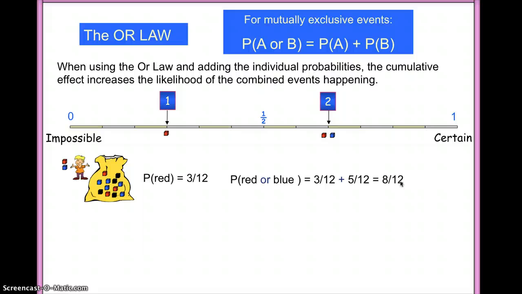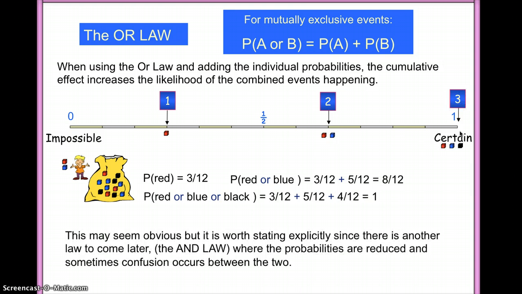So in the OR law, when you're saying OR, the probabilities become higher and go almost to 1. If I add one more event, the probability of red or blue or black, that means all the colors of cubes inside the bag, you'll end up with 1, which is 100%, or certain. You will definitely get that cube.